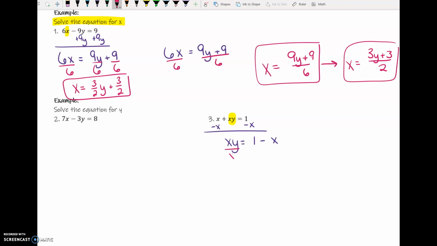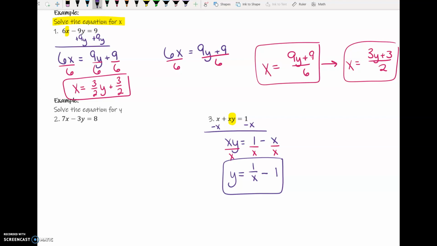Then I need to get that y by itself, so I'm going to divide everything by x. Y is going to equal 1 over x minus x divided by x is 1. Because I divided everything by x, I was able to simplify that and make it look nicer. I want you to try number 2 on your own.